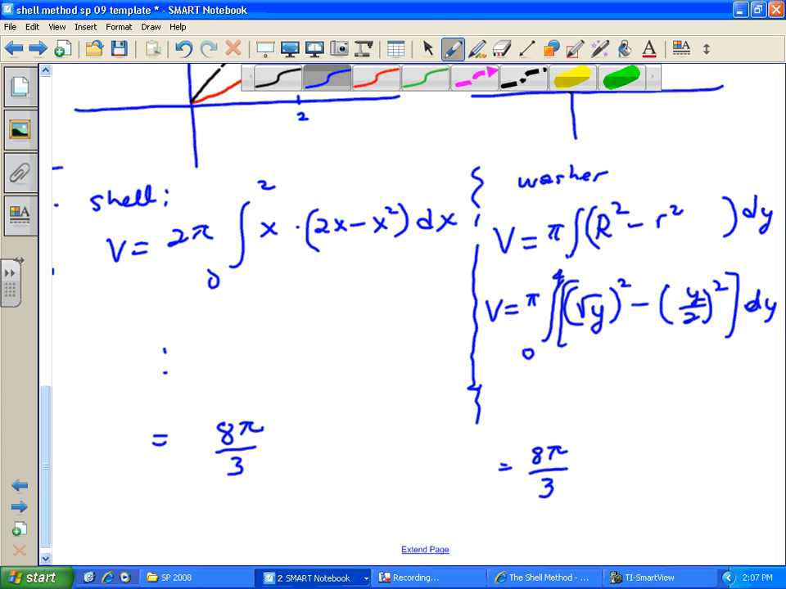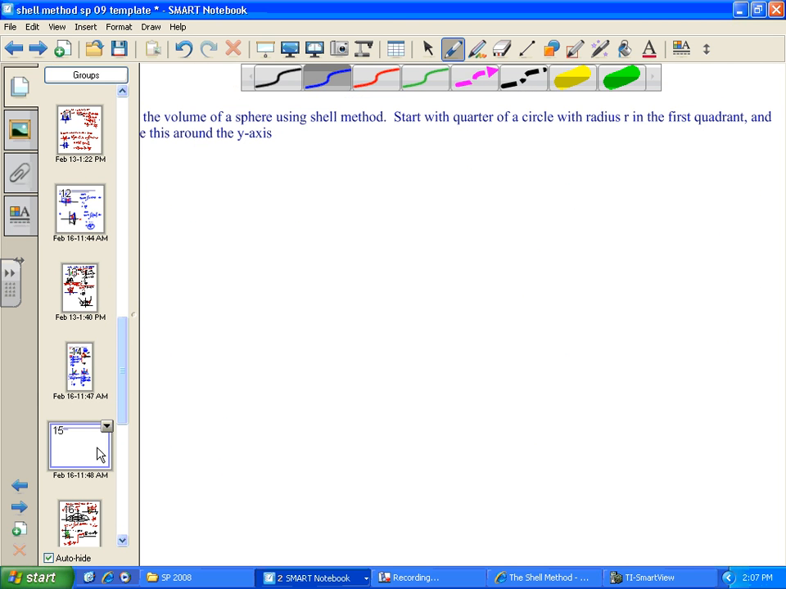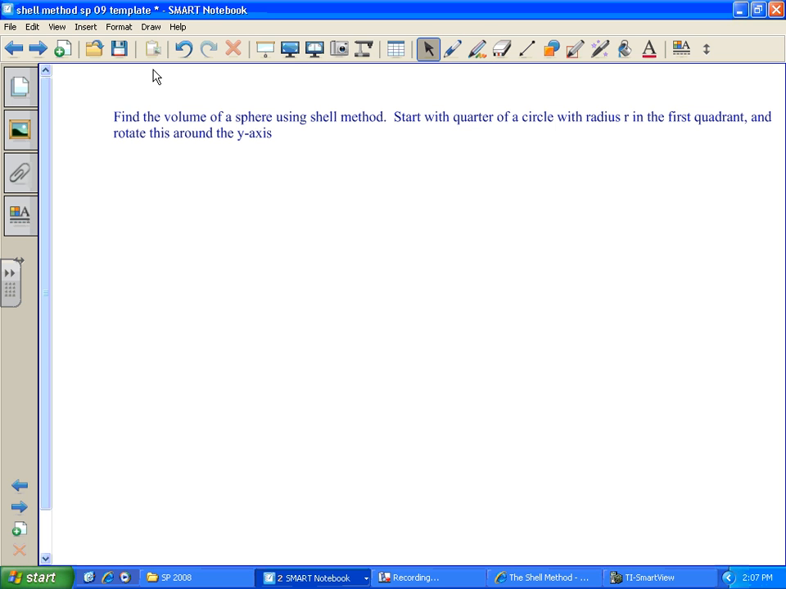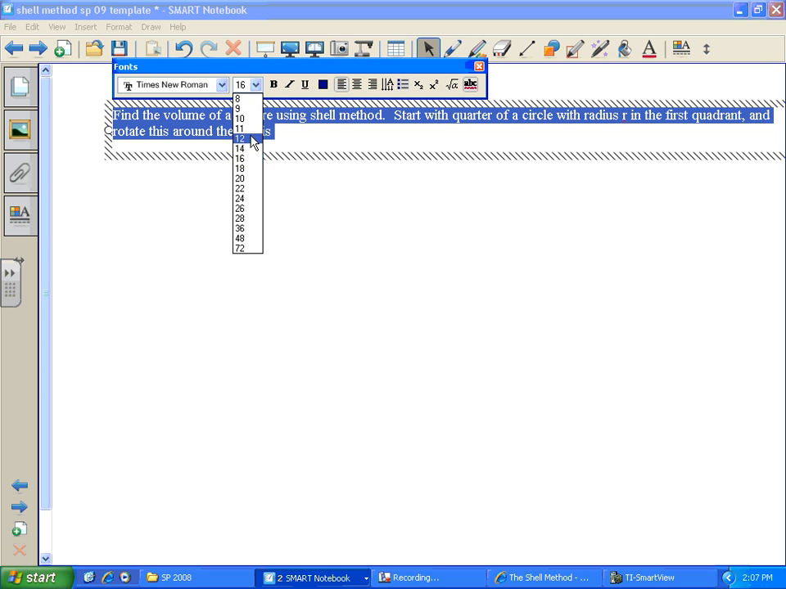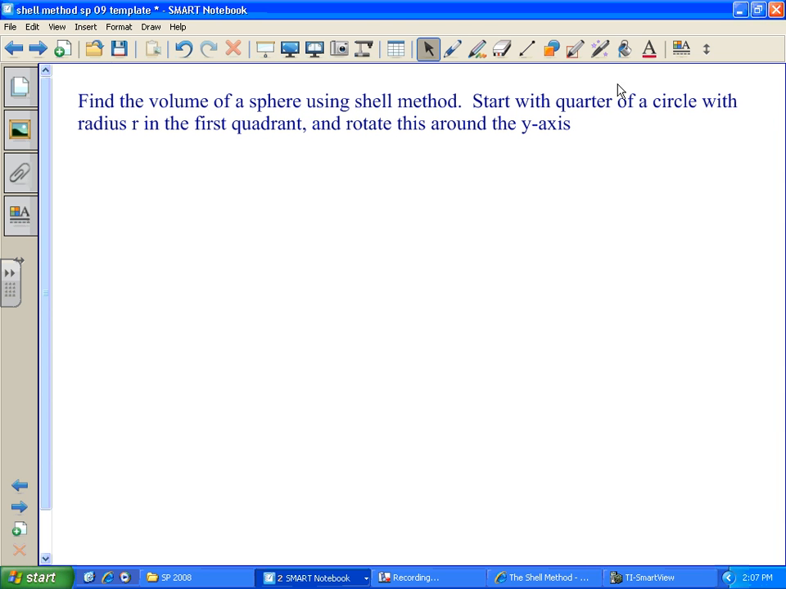And the way you're going to do it, just like we did last time, you're going to start with a quarter of a circle. Last time we rotated that circle around the x-axis. Now I want you to rotate that circle around the y-axis.